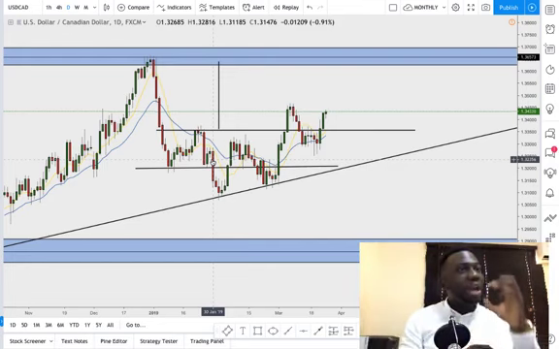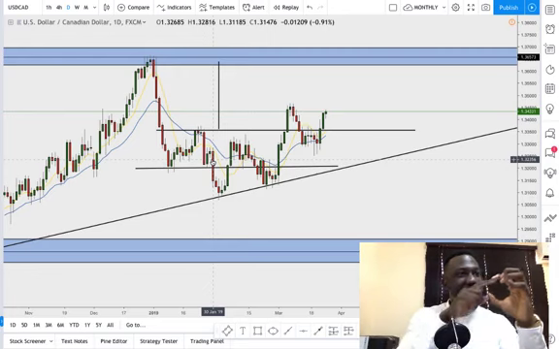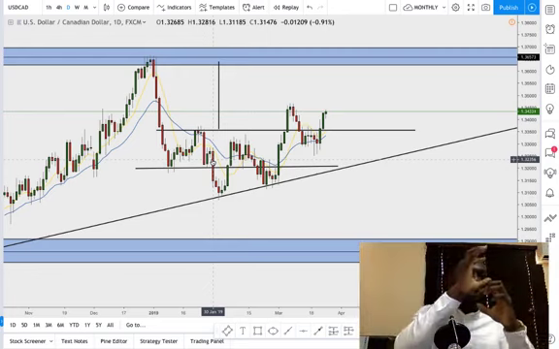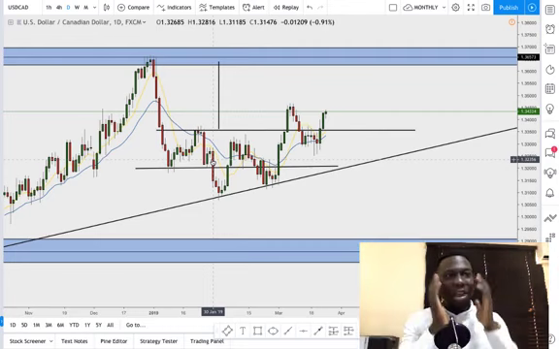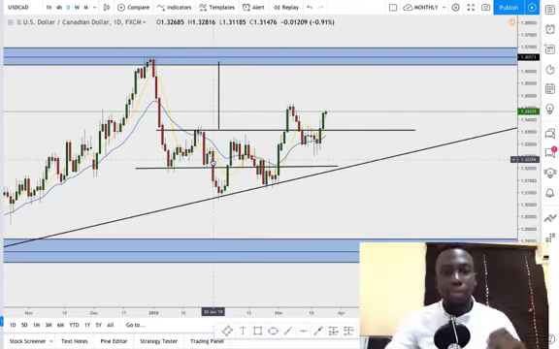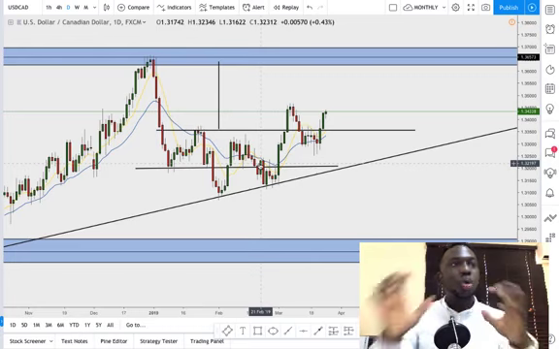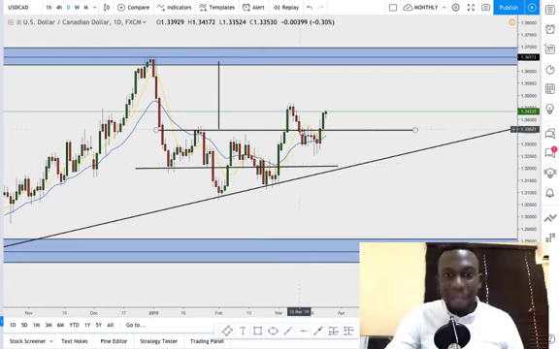The moment we break out of my hand, it will come and replicate the same distance, the same volume as it is in my hand. It will come and replicate it to the upside. Okay, so now that I understand this principle, once we break out of here, I simply know that I'm going to buy, and I'm also going to take my money out once we have achieved the same level of distance.